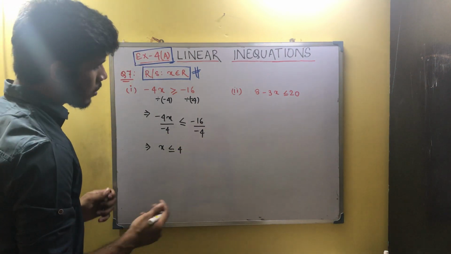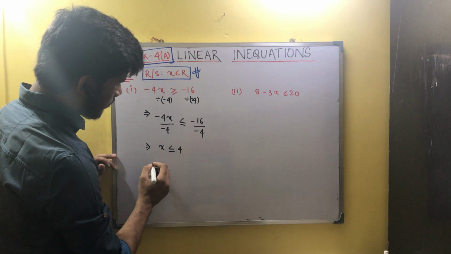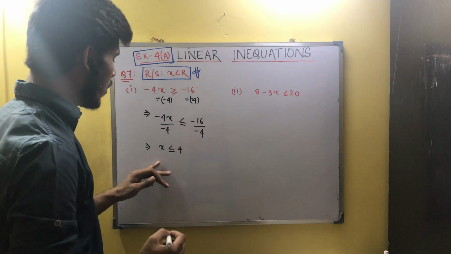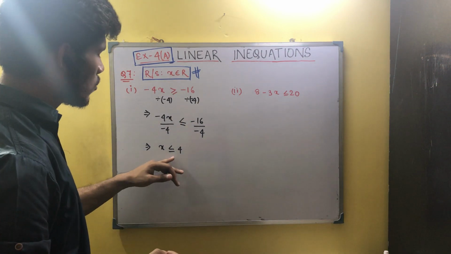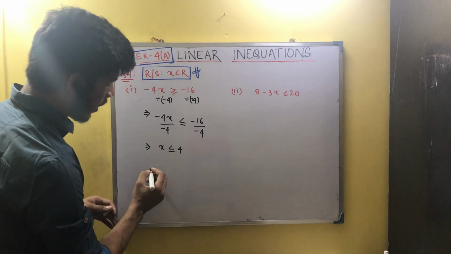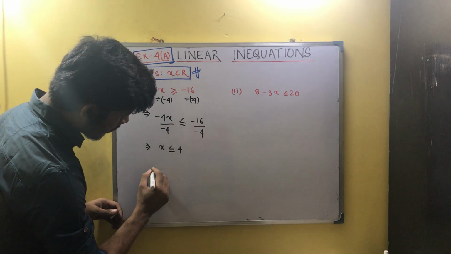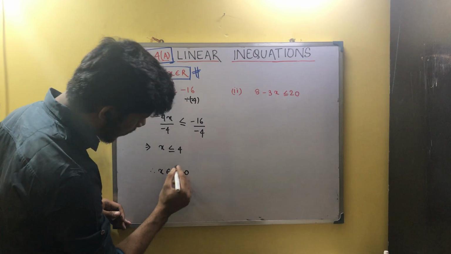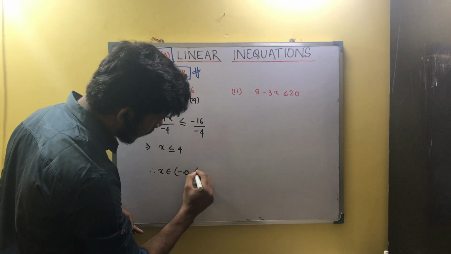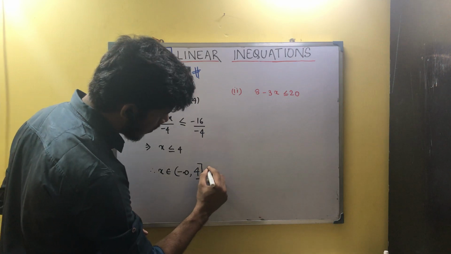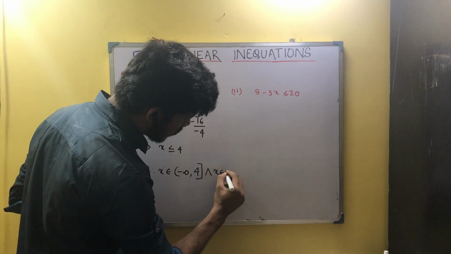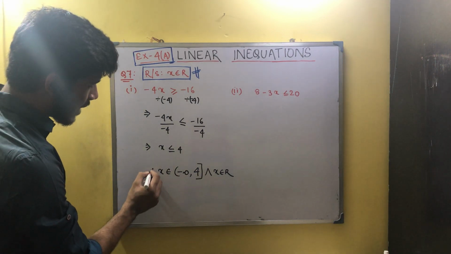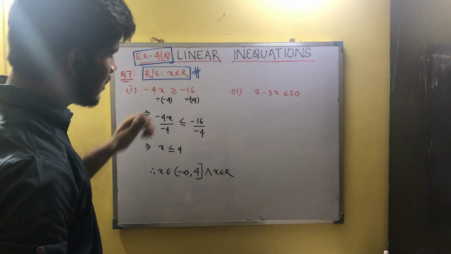So now the possible values: x is a real number, so all the decimal values are also possible. Therefore x belongs to minus of infinity to 4, including 4, and x belongs to R. Okay, this is a standard form of representing the solution set.